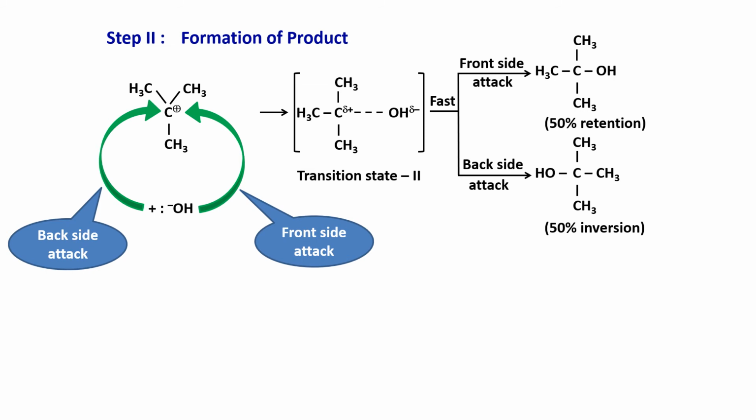If the nucleophile attacks from the front side, the product is obtained with retention of configuration. That is, the nucleophile occupies the position which was initially occupied by the bromine atom. And if the attack takes place from the back side, the product is obtained with inversion of configuration. That is, the nucleophile occupies the position opposite to that of the bromine atom.